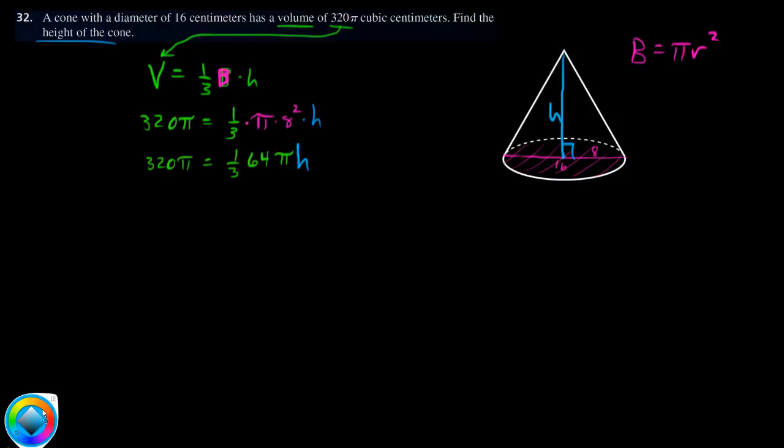So to solve for h, let's get rid of the pi's first. So if I divide both sides by pi, this would cancel with that, would cancel with that. So 320 is equal to 1/3 times 64 times h. I could get rid of that 1/3 by multiplying both sides by 3.